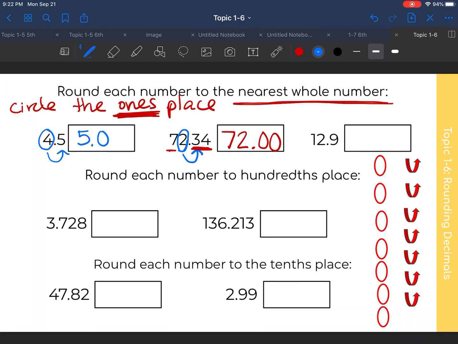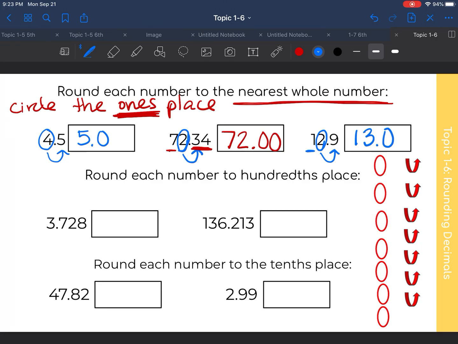So we circle the ones. So again, the 2's in the ones place. Find your place. Look next door. That 9 bumps up that 2. Okay, that 9 bumps up the 2 because it's 5 or greater, and the 2 is now a 3. All digits in front stay the same. The 2 is now a 3. All digits behind, zeros their name.